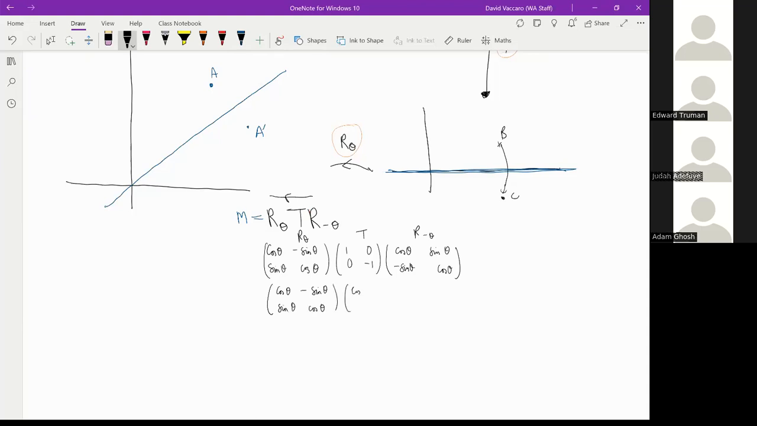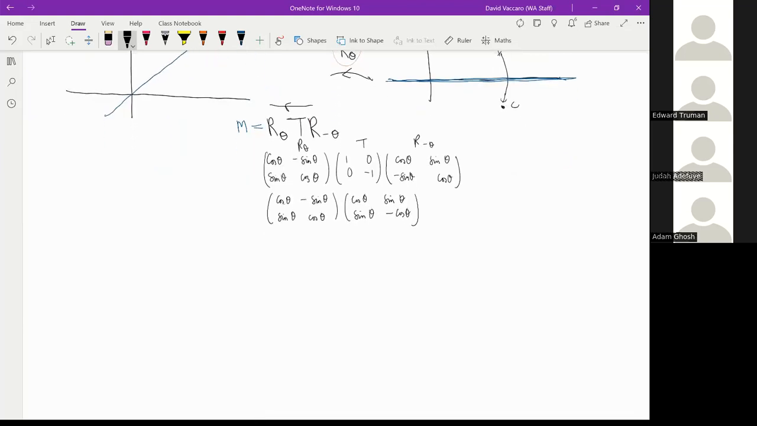So now let's open the matrices. Now we get cos theta, sine theta, then sine theta, minus cos theta. And then we multiply, so then we get cos squared theta minus sine squared theta. Then we get 2 cos theta sine theta. Then we get 2 cos theta sine theta. Then we get sine squared theta minus cos squared theta, so we get minus cos squared theta minus sine squared theta.